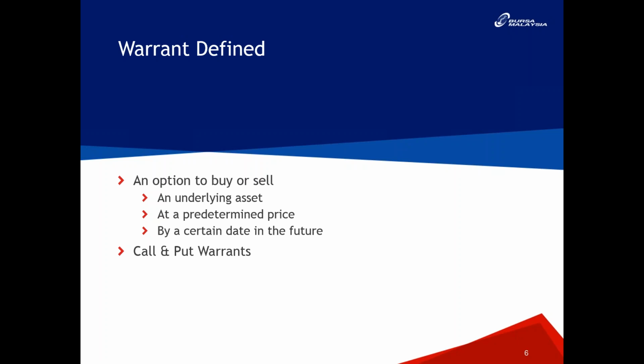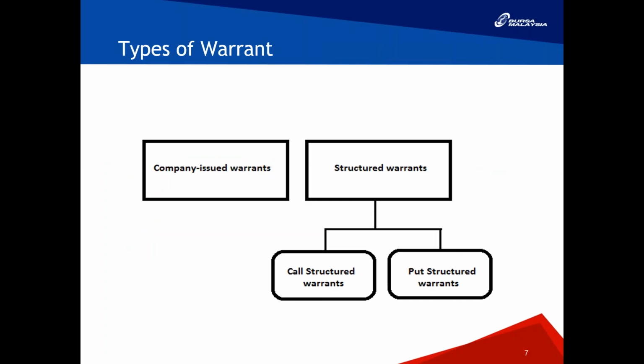Now, the easiest way to categorize warrants would be to look at what is the rights being conferred. So when you talk about a call warrant, the rights being conferred is the rights to call or to buy the underlying assets. And put warrant would confer on you or give you the rights to put or to sell the underlying assets. Right.